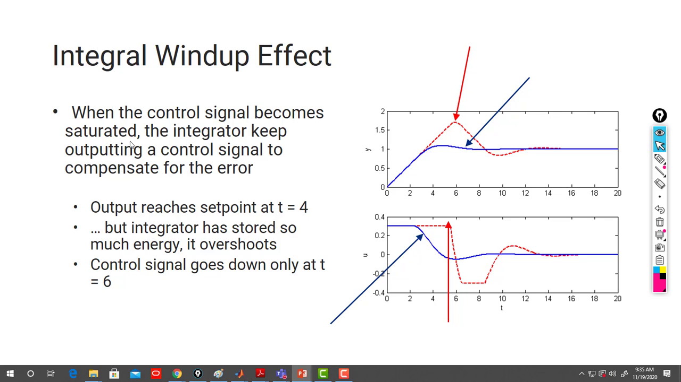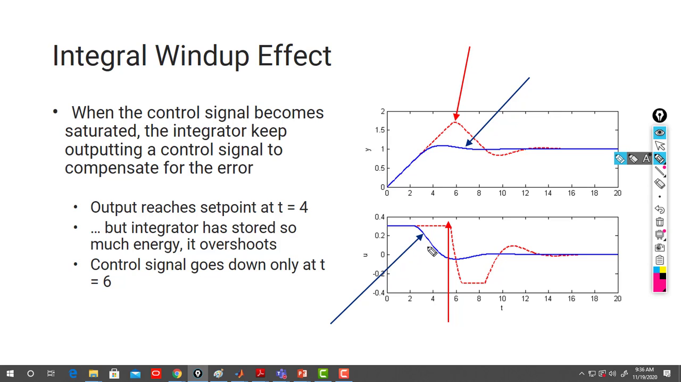When the control signal becomes saturated, like here, the figure below is my control signal. If you look at the red curve, let's consider only the red and forget about the blue. We can see that the control signal is saturated, and most likely the windup effect happens when the control signal is saturated. That's what you need to remember. This windup effect doesn't happen in general unless your control signal is saturated.